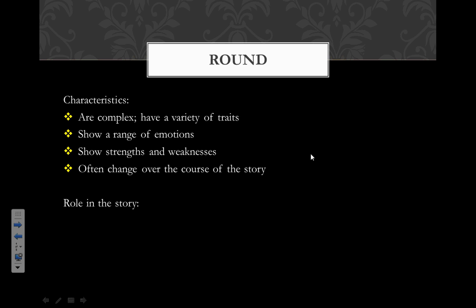as a reader, you want to identify with that person, you want to be able to step into their shoes, and that's one way that the author keeps you reading and keeps you interested, because you can say, oh, I've felt this way, I've been in this situation. And their role in the story is to advance the plot and help develop the theme.